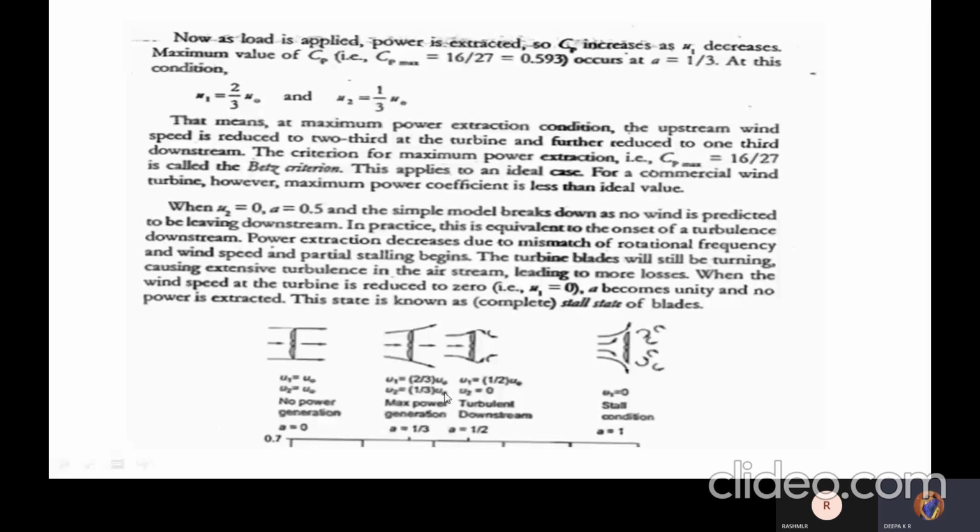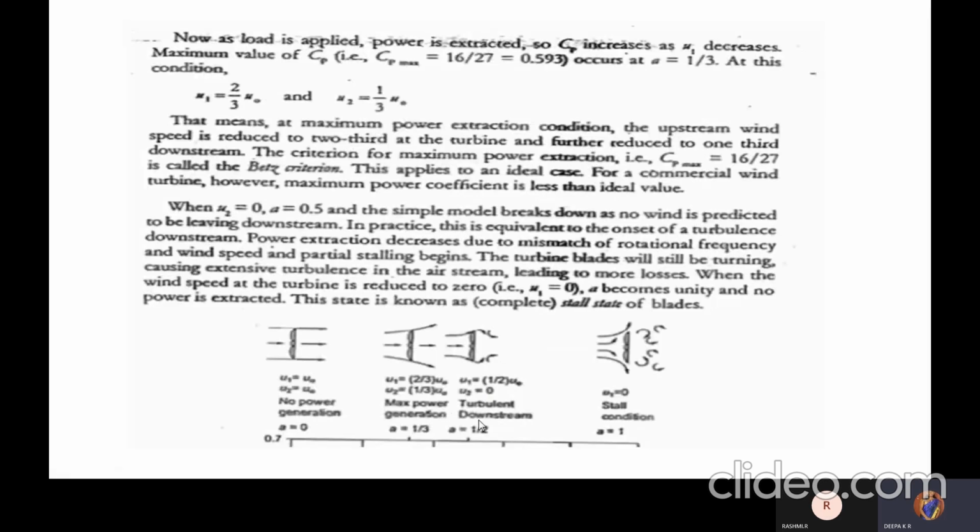In this case, the output will be higher because the fraction of A is 1/3. Similarly, if you take U1 equal to half of U naught and U2 equal to 0, it is the turbine downstream condition, and your output will be medium, about half of the output, so A is 1/2. In the last case, standstill, whenever your upstream is 0, nothing changes and it acts as a standstill.